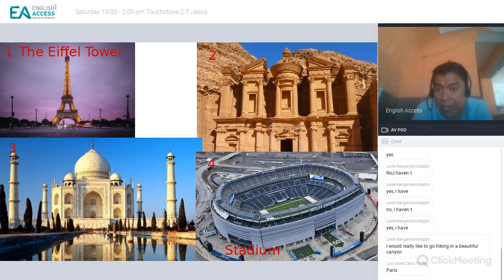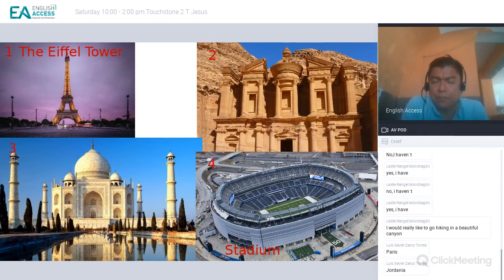What do you see in picture two? I don't remember the name. Do you remember the name of this picture two? It's a temple of rock.